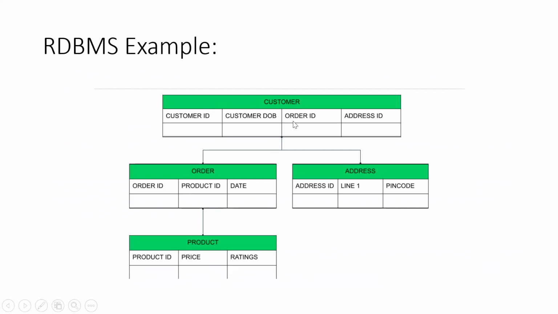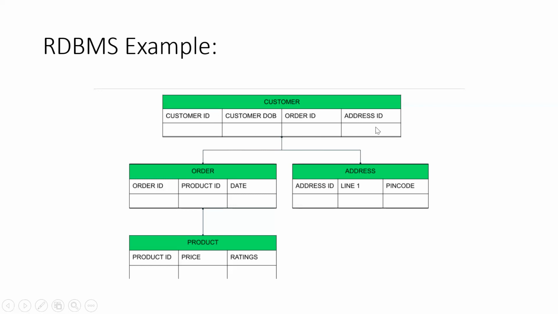Over here, I have stored information of my customers. Suppose I am the owner of a particular shopping outlet. So I'm storing my customers' information in this form: customer ID, customer's date of birth, their order ID, which particular order they have picked, and their address ID, not the entire address. The ID is only represented over here.